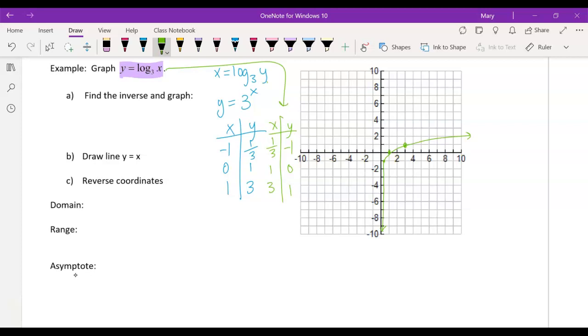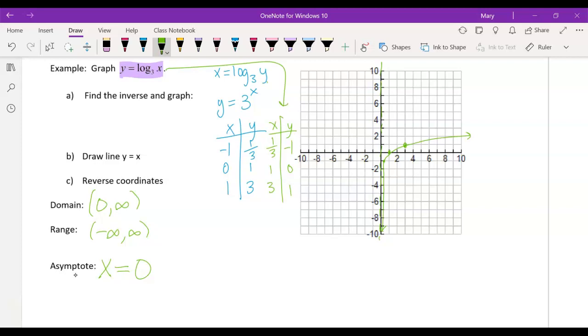Your domain you could pull right off the graph from left to right. Our graph gets close to 0 but never touches it and goes to the right forever. And our graph goes from low to high forever. And the other new thing about the logarithms is it has a vertical asymptote at x equals. For this case, it is 0 because it's not being moved left or right at all.